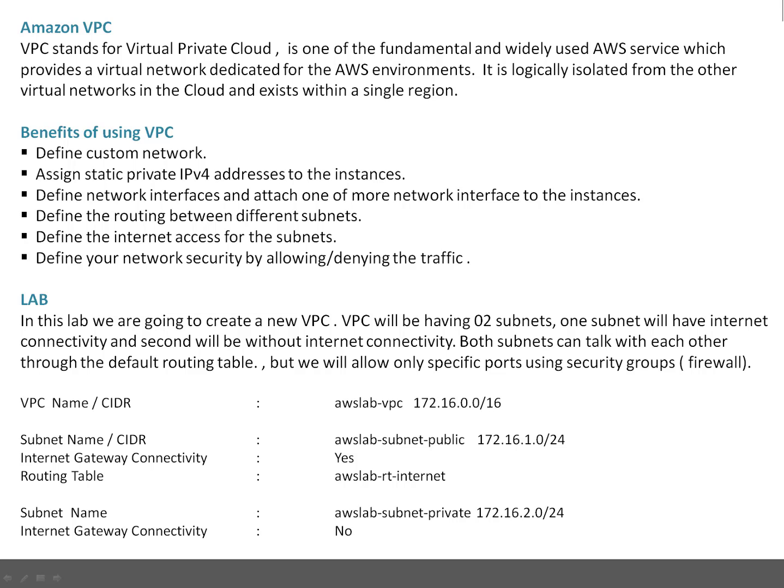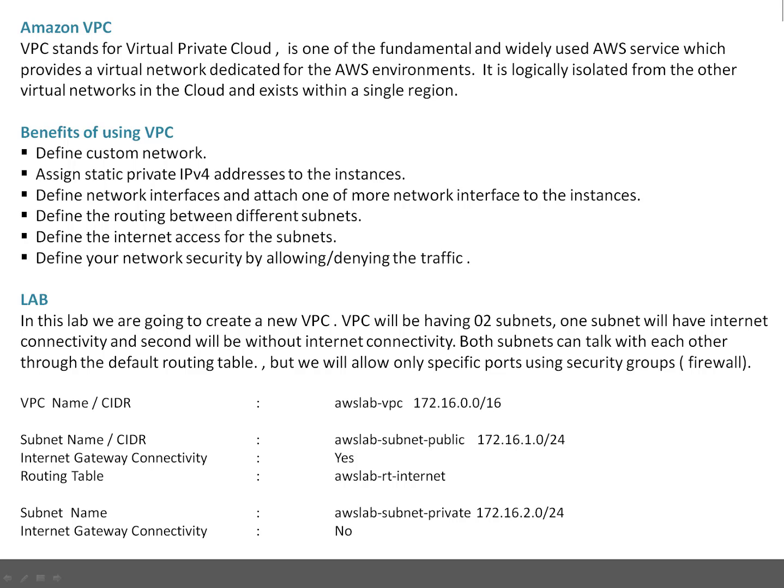Benefits of using VPC: you can define your custom network. You can assign static IPv4 addresses to the instances. You can define network interfaces and attach one or more network interfaces to the instances. You can define routing between different subnets. You can define the internet access for the subnets. Also, you can define network security by allowing or denying the traffic.